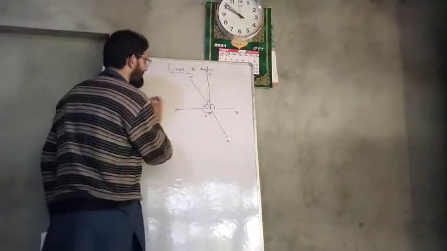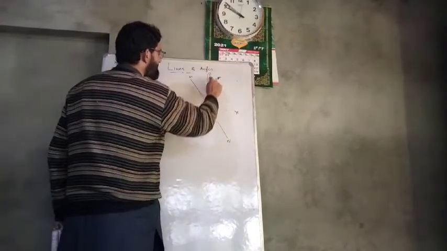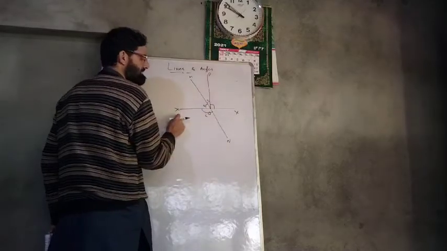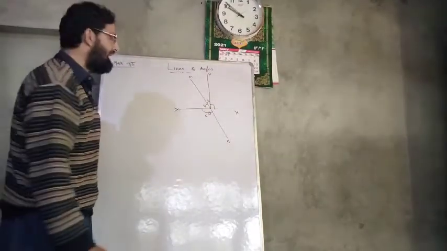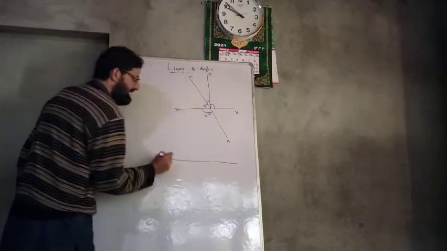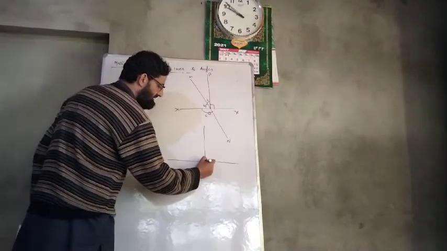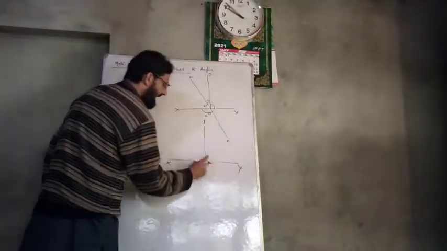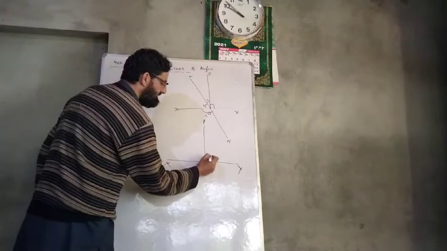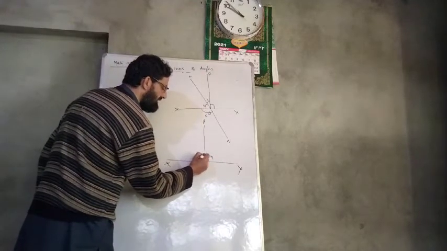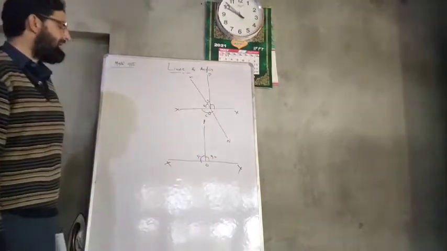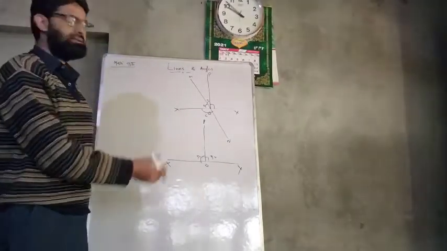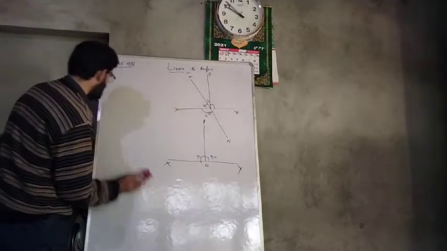Now first of all, let's see. Angle POY is equivalent to 90 degrees. The measure of angle POX is also 90 degrees, because of the linear pair of angles. XY is a line and PO stands on it. It is given that this is 90 degrees. Obviously this is also 90 degrees, a linear pair of angles, because we know if a ray stands on a line, then the sum of these two angles is equal to 180. This is called a linear pair.